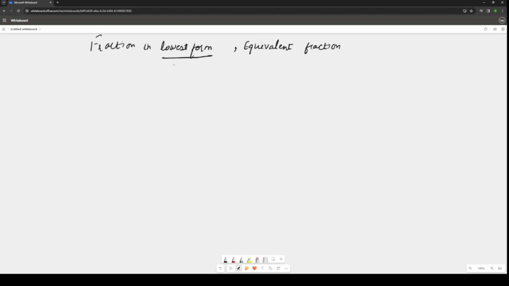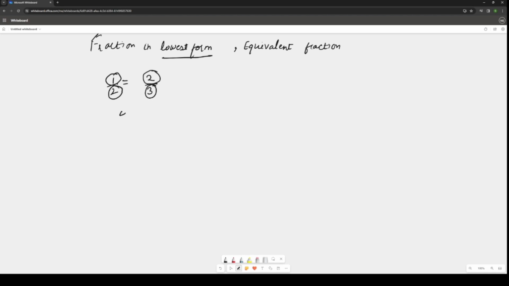Lowest form क्या होती है? So any fraction is called in lowest form if numerator and the denominator have one common factor, that is 1. So for example, if I talk about 1 by 2, the numerator is 1, denominator is 2, and जो इनमें common factor है that is only 1, right? So 1 by 2 is in the lowest form. If I say 2 by 3, again जो इनमें common factor है that is 1, right? So it is in the lowest form.